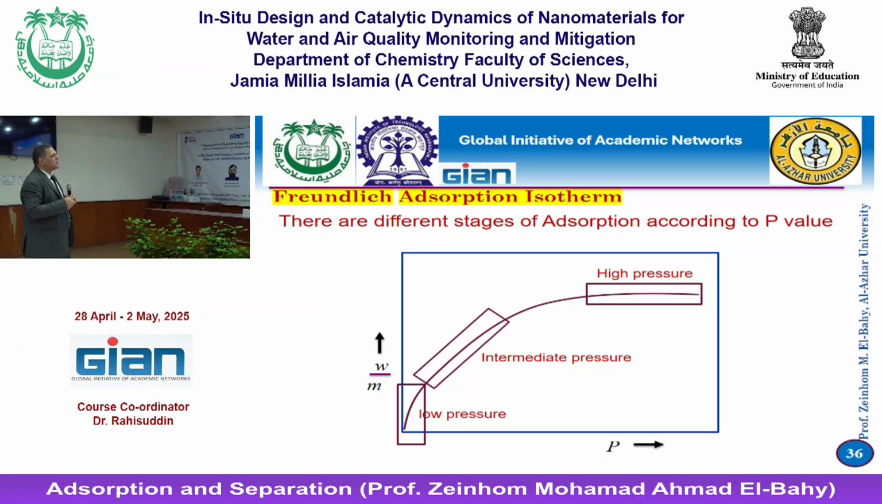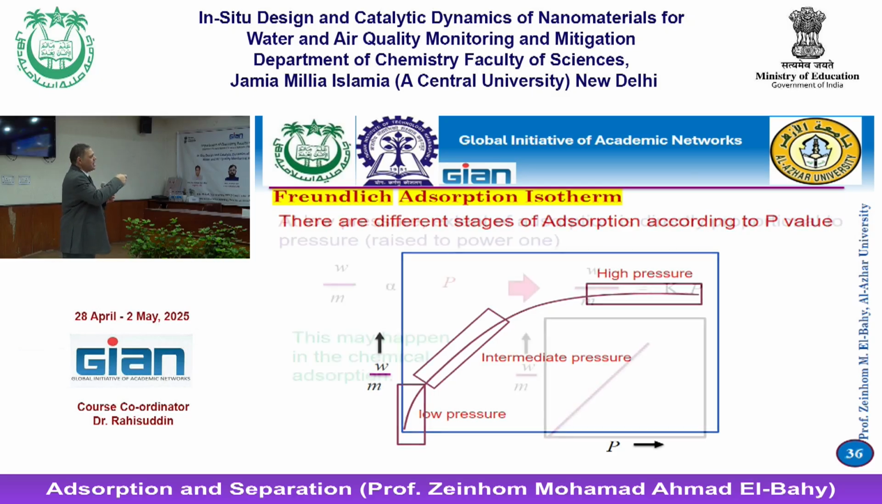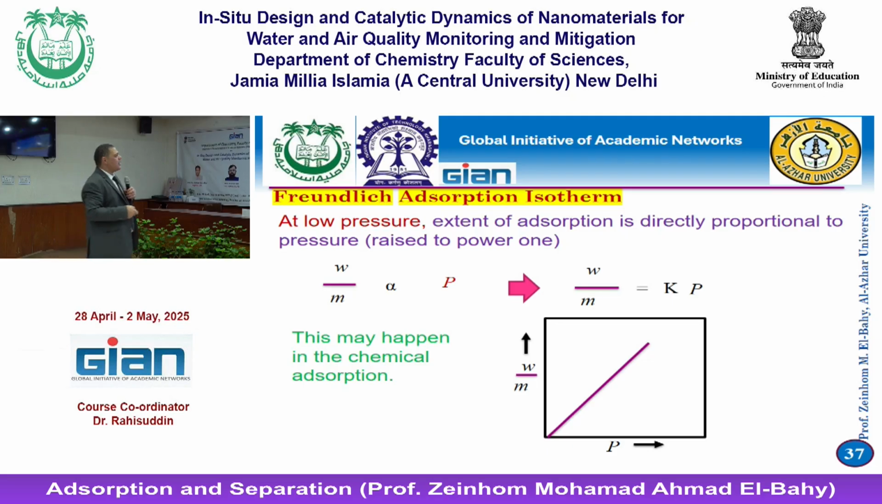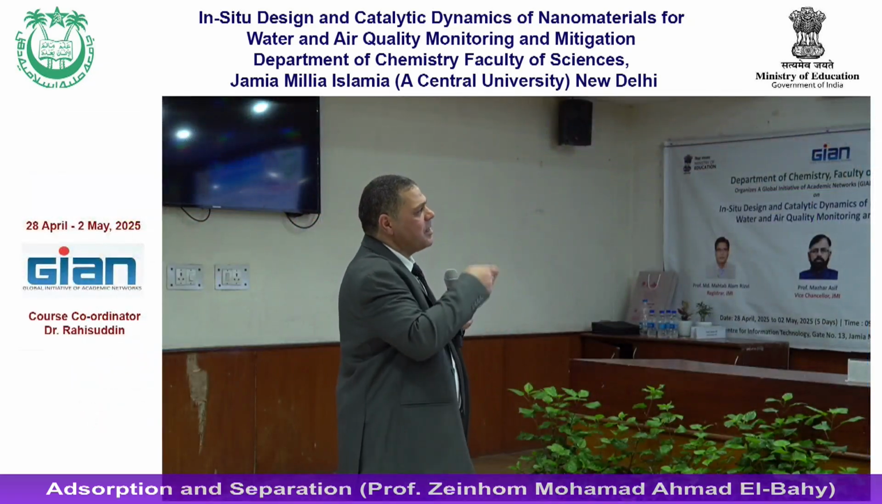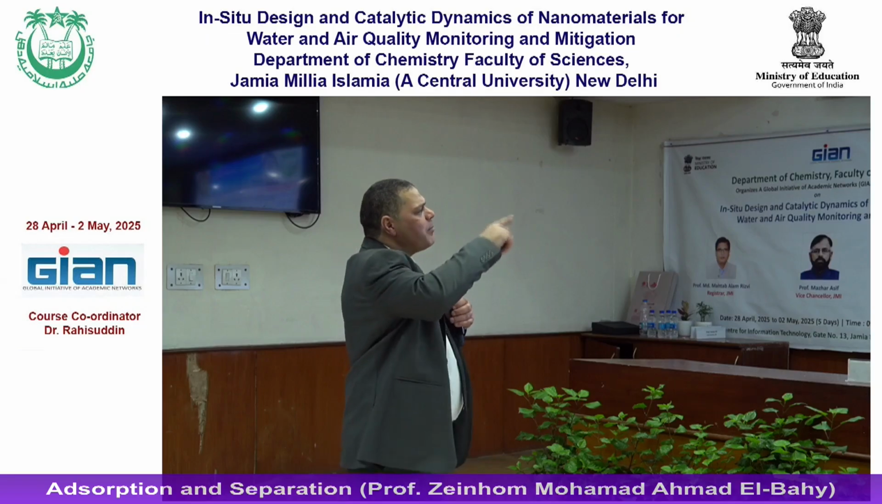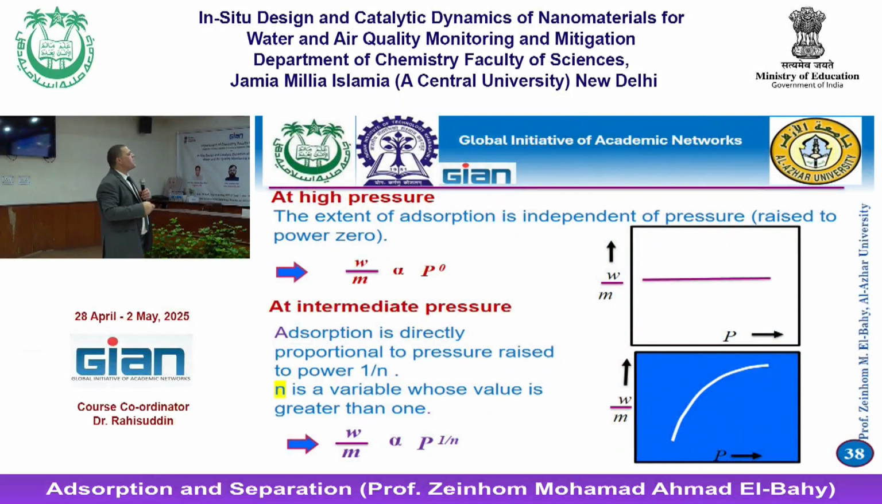In these three regions, at low pressure, the amount adsorbed depends on the pressure very fast. This may happen in chemical adsorption at the beginning, very fast, until it covers all the monolayer. And W over M equals K times P. At very high pressure, you can see it is like a plateau. W over M is proportional to P to the power zero.